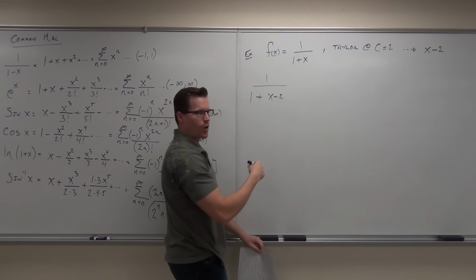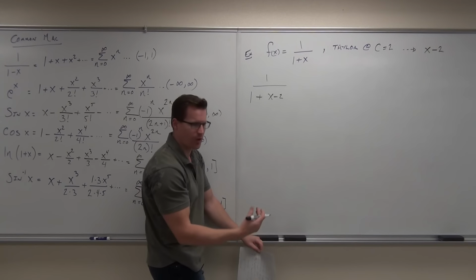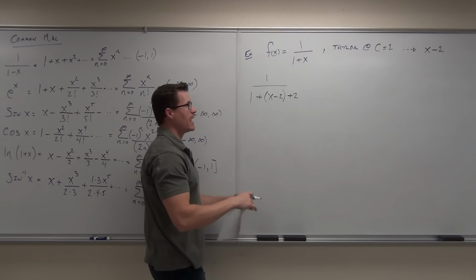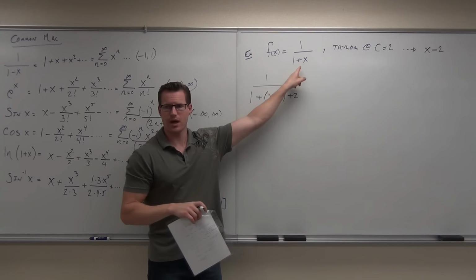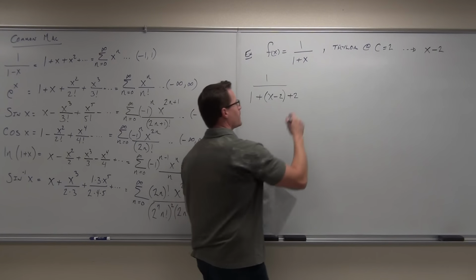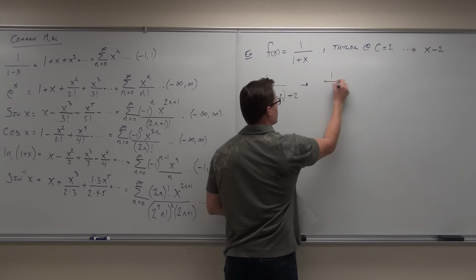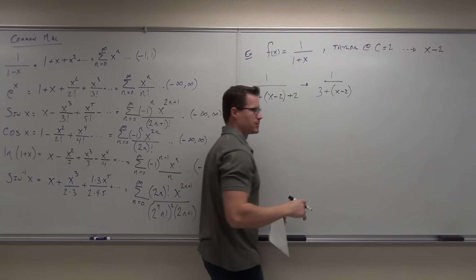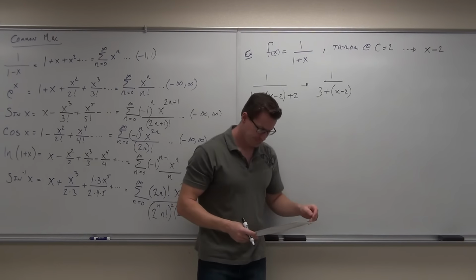I can't just arbitrarily subtract 2 from my problem, though. If I subtract 2, I'm going to have to add it back. It still has to equal this thing. Does this still equal that? Yes, sure it does. Now let's simplify. 1 over 3 plus x minus 2.